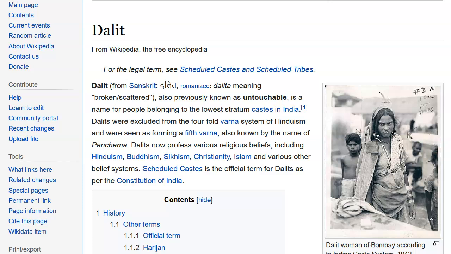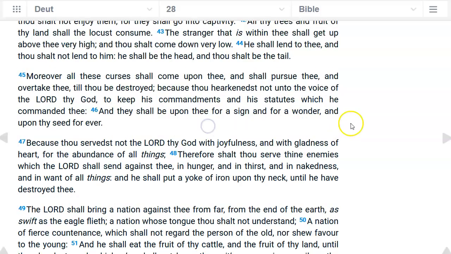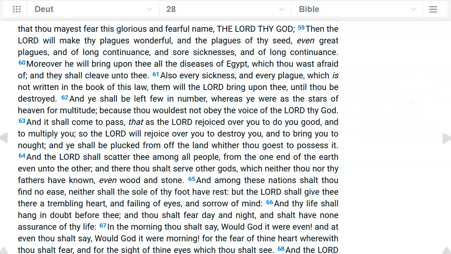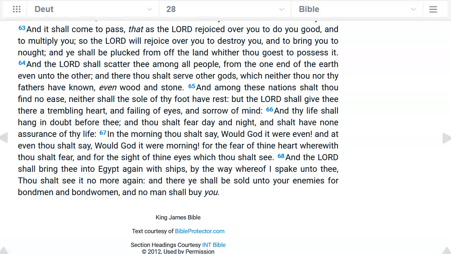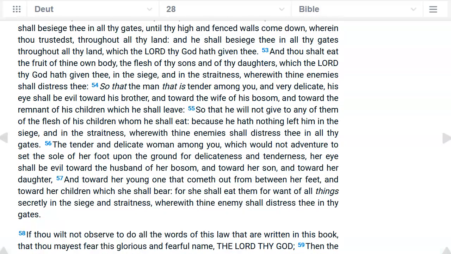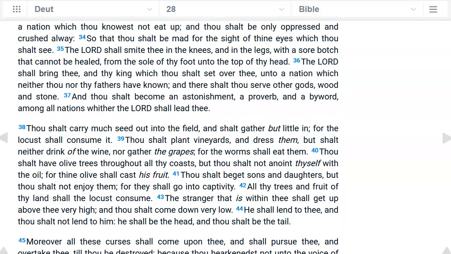Now let's go back to Dalit, again, Hebrew letter, the broken and scattered. Now what did the Most High do to the Israelites? He scattered them. Let me go to verse, I believe it is verse 29.